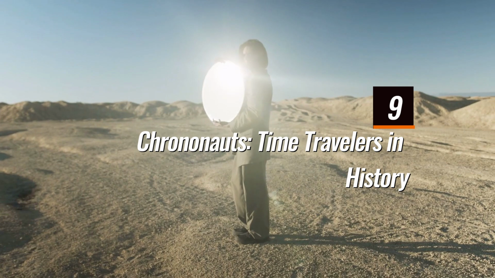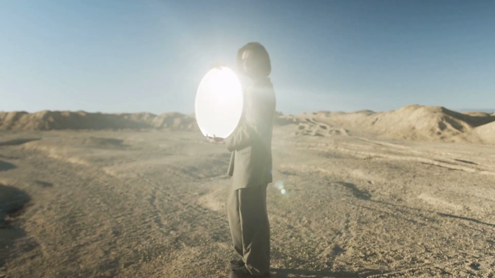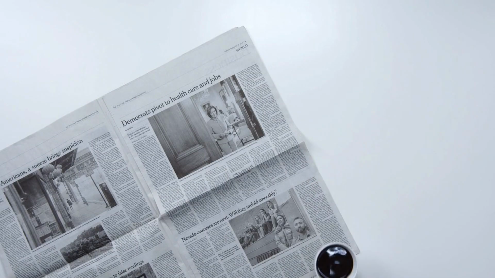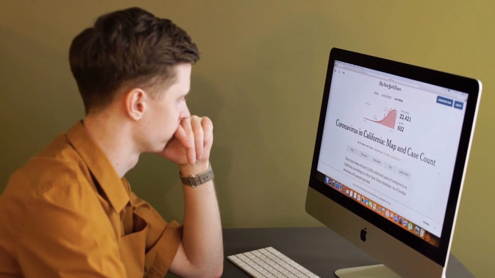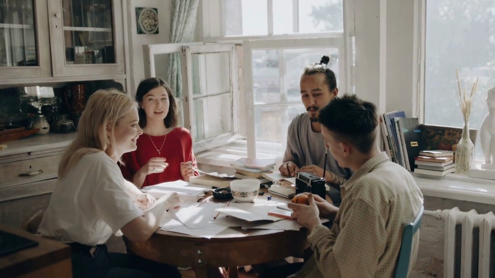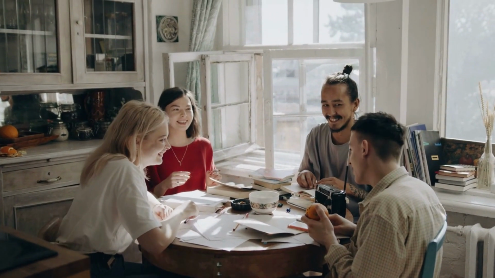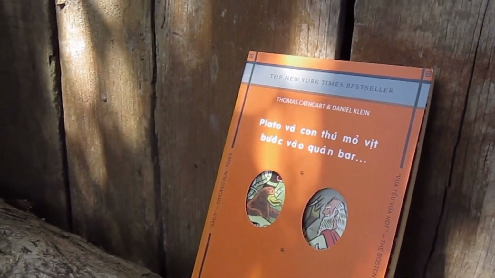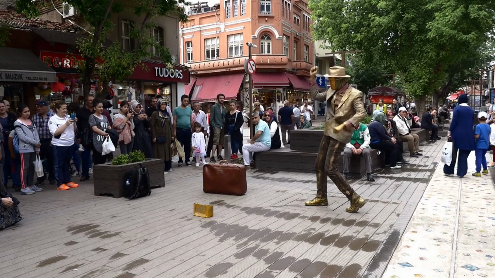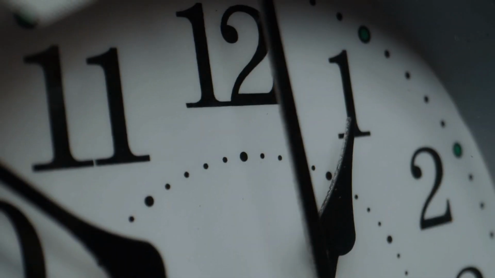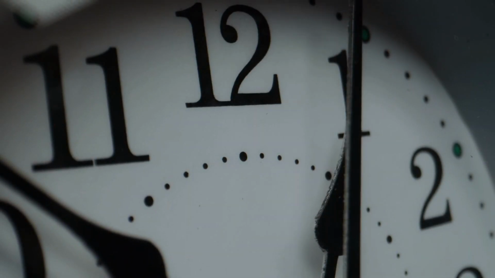9. Chrononauts, time travelers in history. Throughout history, there have been numerous claims of time travelers or chrononauts. Some of these are purely hoaxes or urban legends, such as the case of John Titor, a supposed time traveler from the year 2036 who appeared in online forums in the early 2000s. Other stories, like those of Nostradamus, who is said to have predicted future events with uncanny accuracy, straddle the line between myth and reality. While none of these accounts have been substantiated, they continue to capture public imagination.